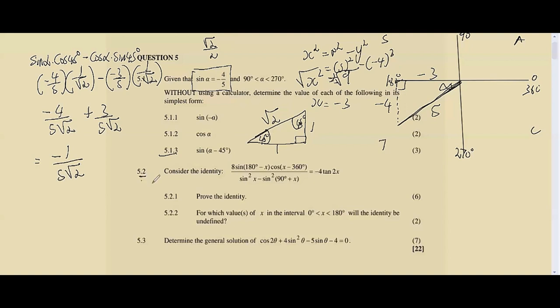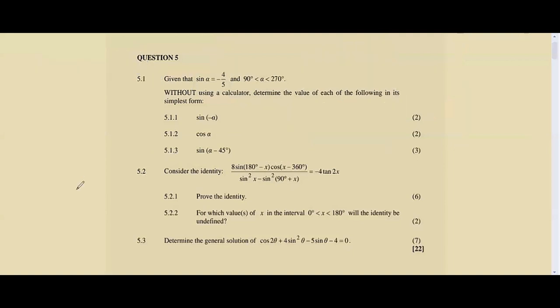Then 5.2 says, consider the identity. We are given this identity. So we know with this one, we must prove that the left-hand side will be equal to the right-hand side. So always the trick with this one is that you work from the side that is much more complicated, and then you solve it to be the same as the easier side. Obviously, that makes practical sense, because if you try to solve this one so that it looks like that, you would obviously fail.